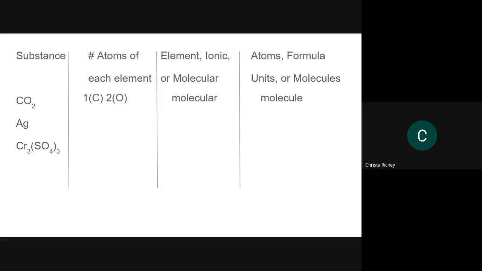So Ag is silver. How many silvers are in silver? 1. Is that an element, an ionic compound, or a molecular compound? Which one is it? That's an element. So is a representative particle of an element an atom, a formula unit, or a molecule? It is an atom.